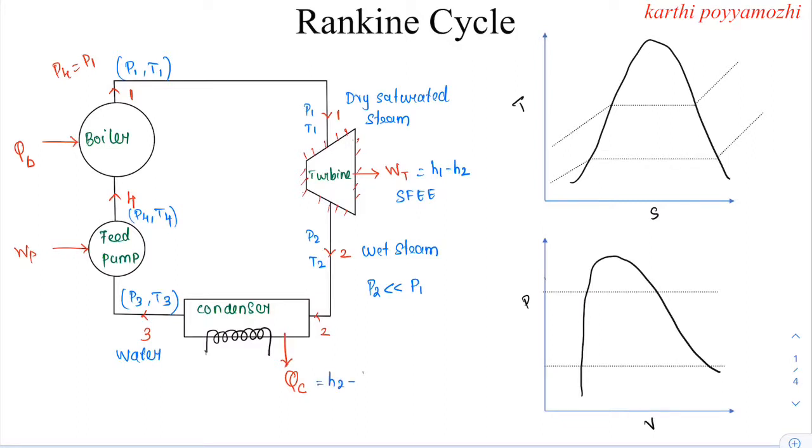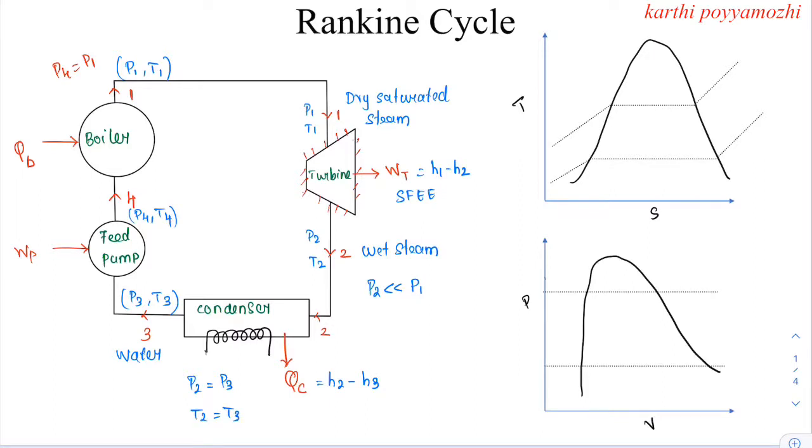The heat which is rejected from the condenser is given as H2 minus H3. Again, this equation is formulated from the steady flow energy equation, and there is no change in pressure. That is, this condensation process is taking place at constant pressure and constant temperature. That is, P2 will be equal to P3 and T2 will be equal to T3. There is only a phase change taking place in this condenser. The wet steam is converted into water, and it reaches the pressure P3 and T3, where P2 and P3 are equal and T2 and T3 are equal.